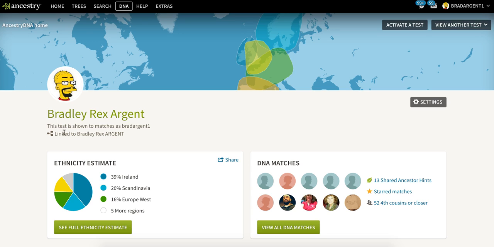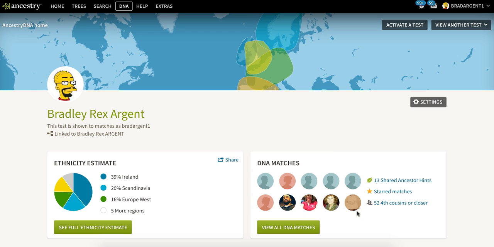Now you might see here, I've linked my DNA to my tree. This is really important. If you do this, it will multiply the value that you get out of taking a DNA test. So let's look at this in detail.